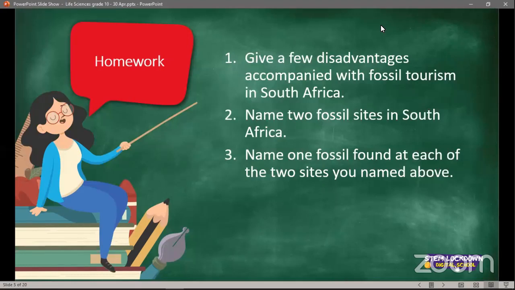So what is the answer for number 1? Give a few disadvantages accompanied with fossil tourism. Number 2, name 2 fossil sites in South Africa. Number 3, name 1 fossil found at each of the 2 sites you named above. So fossil sites and not heritage sites, because heritage sites comprise fossil sites. So I want individual names of these fossil sites.